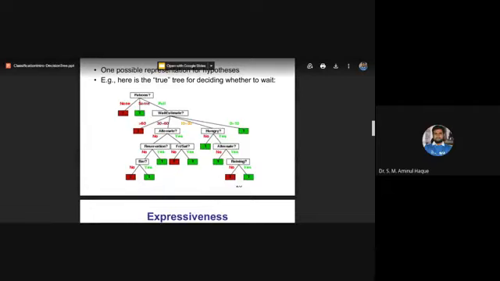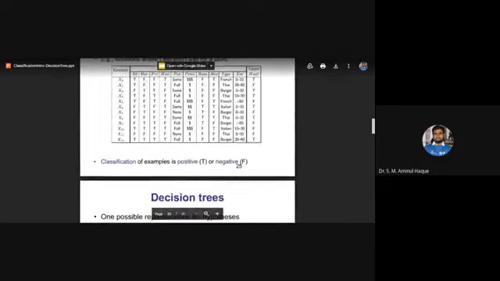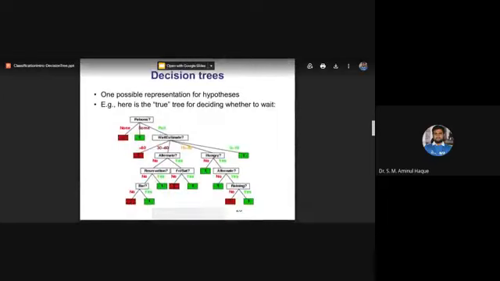Okay. Now the question is, you see who is in the root of the tree? There is an attribute in the root of the tree, which is patrons, right? Now my question is, why is patrons here? Why are other attributes not in the root?